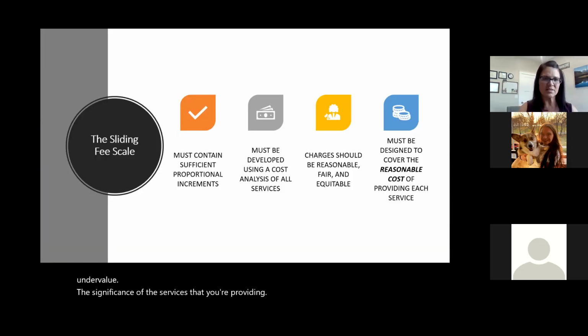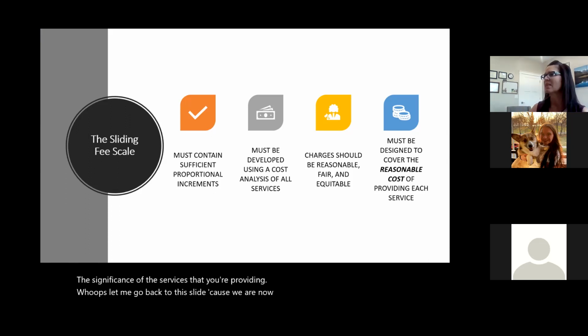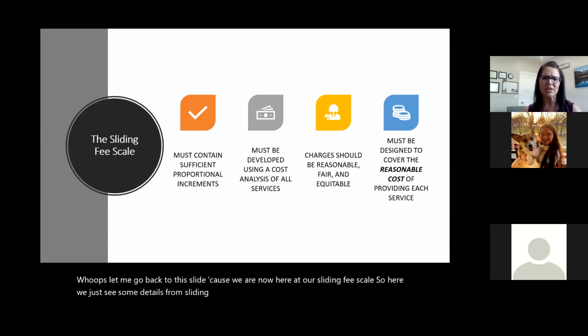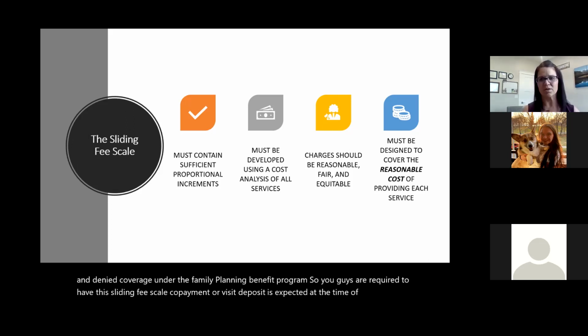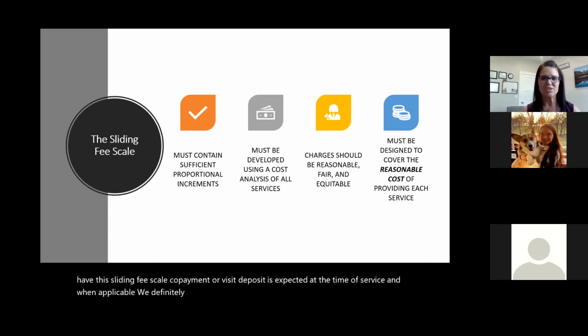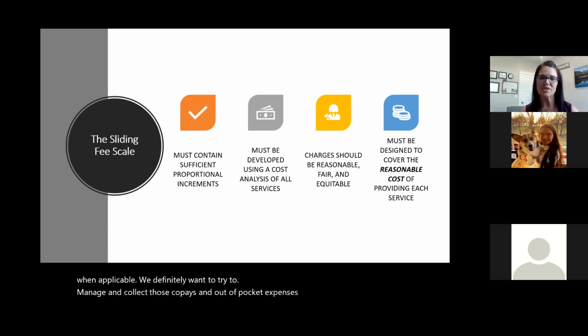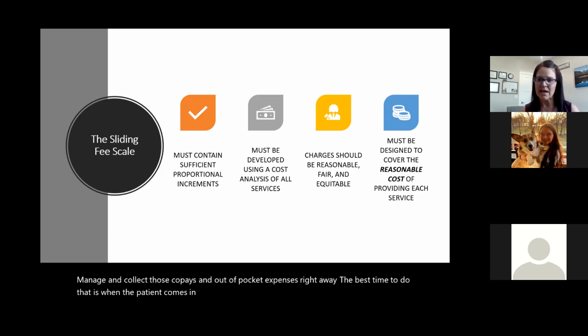Let me go back to this slide, because we are now here at our sliding fee scale. So here we just see some details. The sliding fee scale is available to all patients without insurance and denied coverage under the Family Planning Benefit Program. So you guys are required to have this sliding fee scale. Co-payment or visit deposit is expected at the time of service and when applicable. We definitely want to try to manage and collect those co-pays and out-of-pocket expenses right away. The best time to do that is when the patient comes in for the appointment.